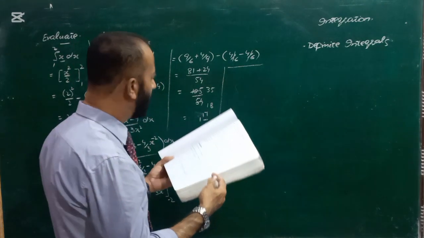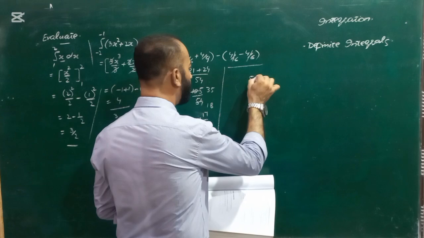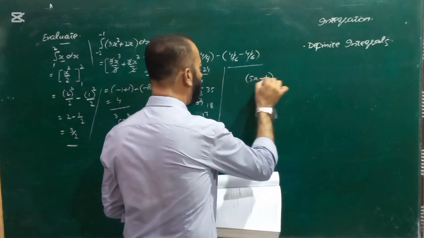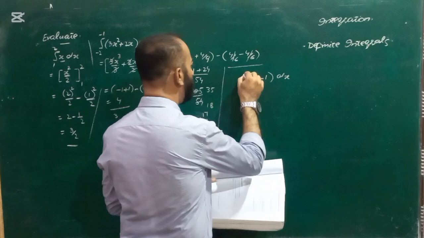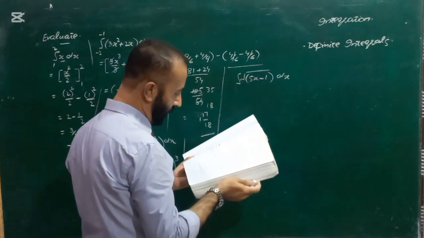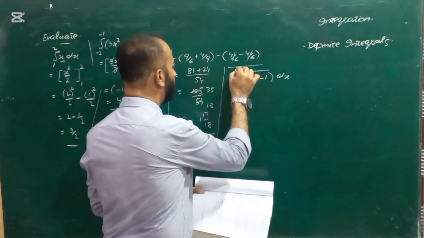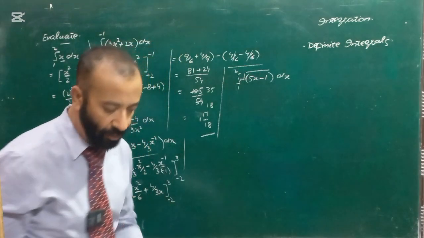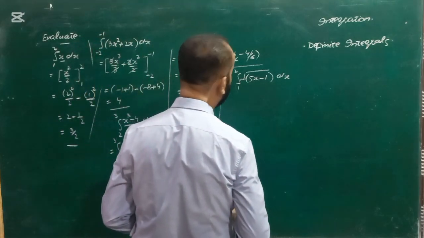So look now, another question is here: the integral of the square root of 5x minus 1 dx. The sign of integration is there, and the limit is from 1 to 2. So this is the question, and now we are going to solve it.